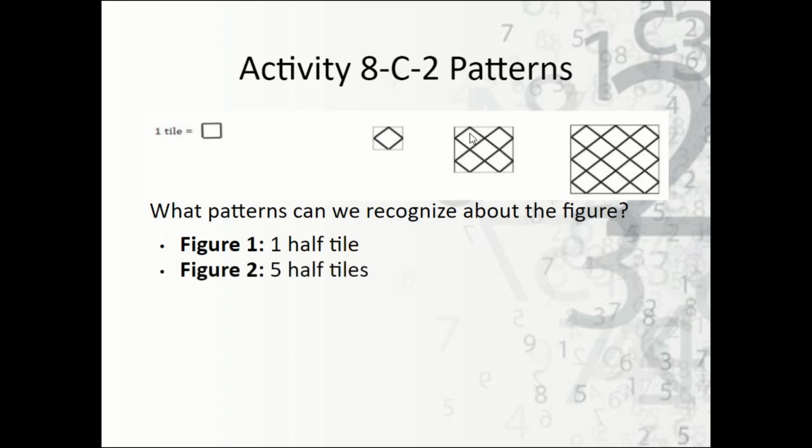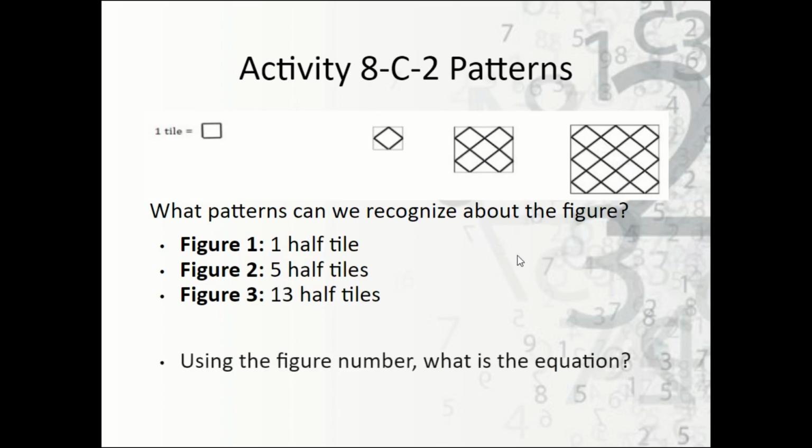In figure 2, there's 1, 2, 3, 4, 5 half tiles. And then in figure 3, there's 1, 2, 3, 4, 5, 6, 7, 8, 9, 10, 11, 12, 13 half tiles. So the question is, can we write an equation to figure out the pattern for this one?